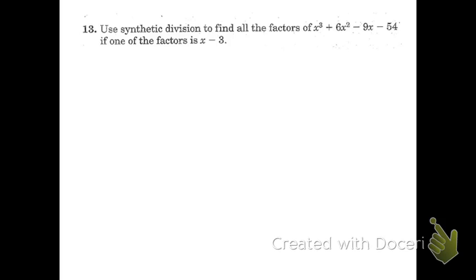I'm going to show you this one as well. Now, we're trying to figure out if one of the factors is x minus 3. I think it might be, but we'll see. This is a yes or no question as well. So since we're trying to see if this is a factor, I'm going to put a 3 right there. Why not? So 1, 6, negative 9, and negative 54.